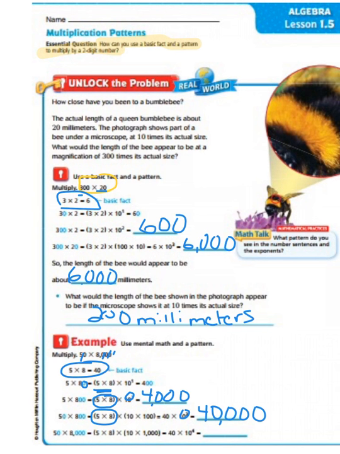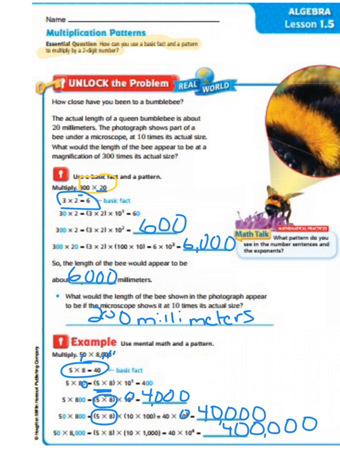So now 50 times 8,000 equals 5 times 8, which is our basic fact, times 10 times 1,000 equals 40 times 10 to the fourth. So we're going to start with our 40, and our exponent is 4, so we're going to add 1, 2, 3, 4 zeros. So we know that our answer is 400,000.